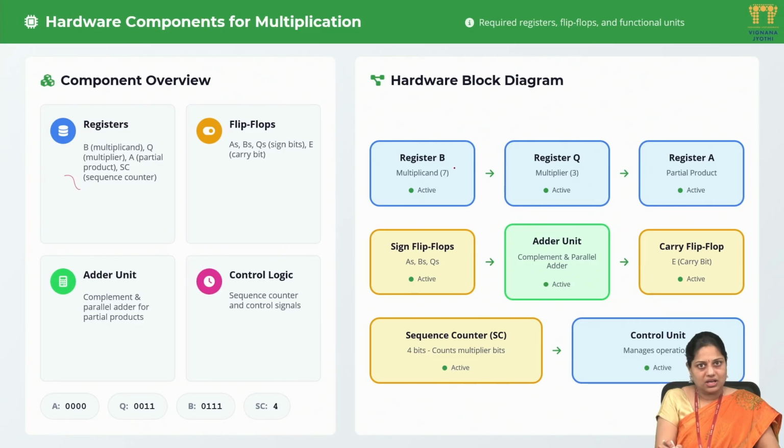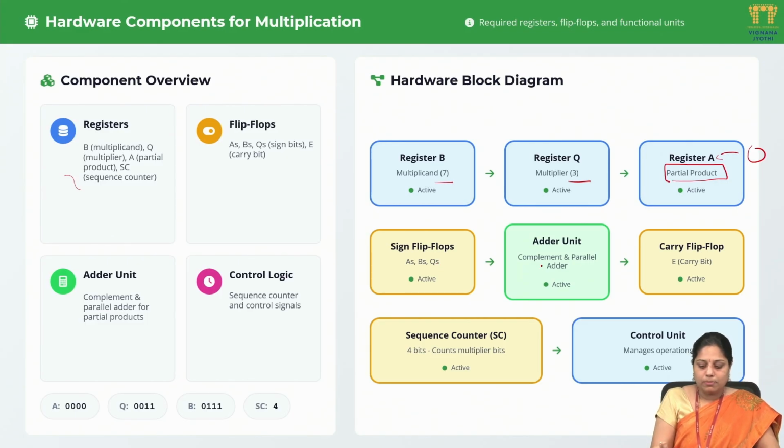Here we have taken an example. The multiplicand is 7 and the multiplier is 3. So as a part of initialization, the multiplicand 7 is stored into register B and the multiplier 3 is stored into register Q, and the final product is stored into register A. Initially, as we don't have the final product, we are going to use this for the partial product. So initially you can initialize it to 0. And next you are going to have flip-flops AS, BS and QS, which are nothing but the sign bits of the registers A, B and Q.